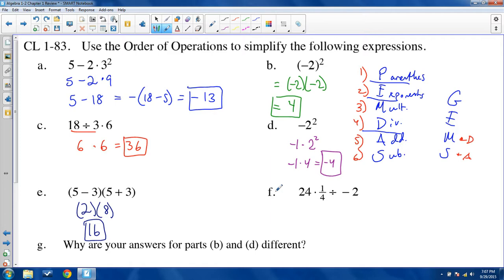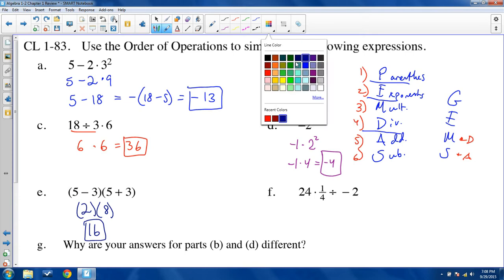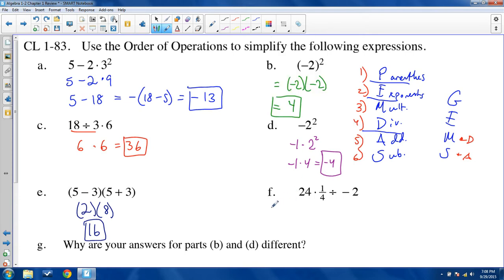All right, letter F, 24 times 1/4. If you have some trouble with your fractions multiplying and such, this is also 24 over 1 times 1 over 4. And when we multiply straight across, I'm going to do 24 times 1 and 1 times 4. Now I'm going to evaluate this before I figure out the negative 2 part. I'll do that in a second. 24 times 1 is 24. 1 times 4 is 4. 24 divided by 4 is 6. So now I have 6, and I'm going to divide 6 by negative 2, and that becomes negative 3. A positive divided by a negative is a negative. Negative 3, and that's it.